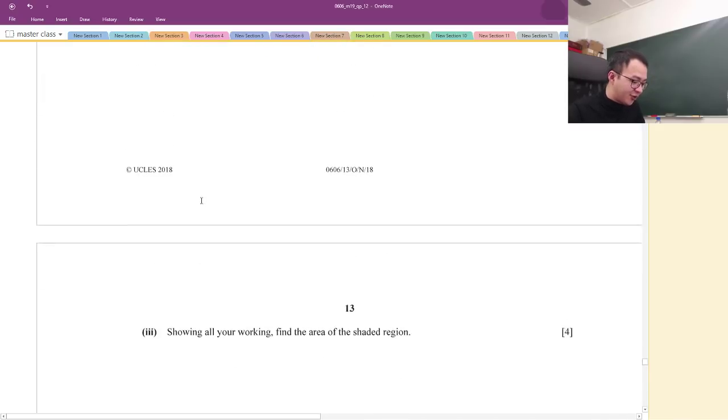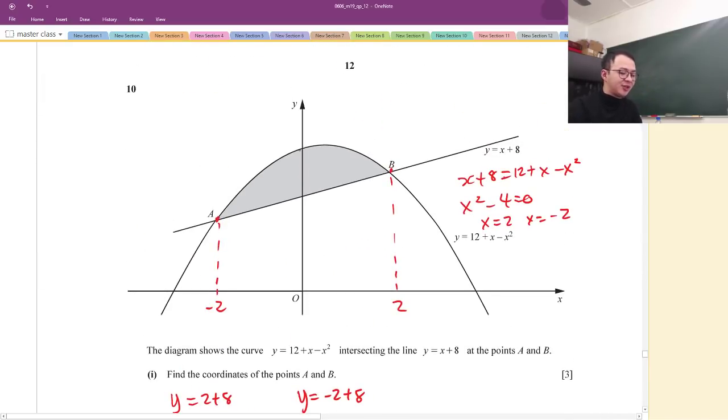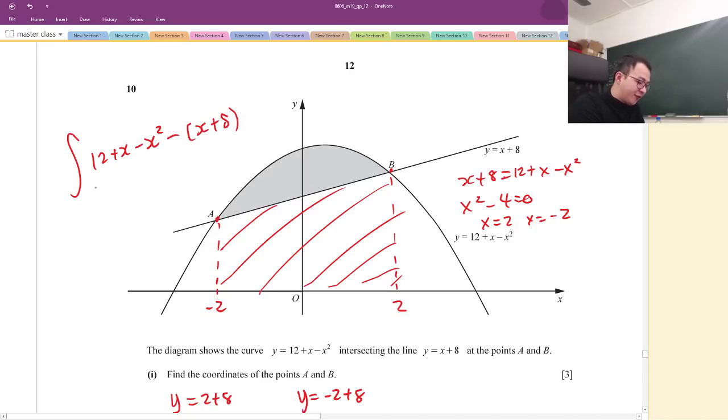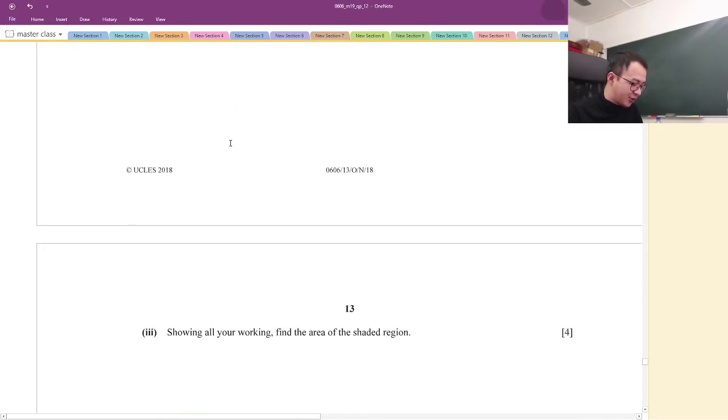Next, find the area of the shaded region. In order to get this shaded region, there are two ways you can do it. One is you integrate this curve, minus the area of the trapezium here. You should be able to see this is a trapezium area. So you integrate the curve, you minus the trapezium below, then you can get the shaded region. Or, which I will do because it is a bit faster, I will write the curve equation on the top, and then minus the straight line equation, from -2 to 2. This is the faster way of getting the answer without finding the trapezium.